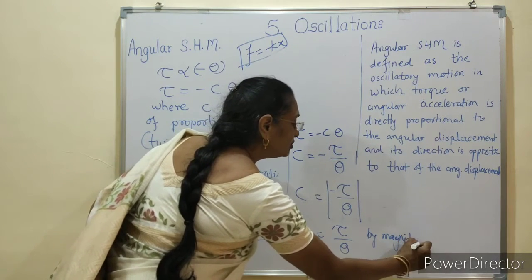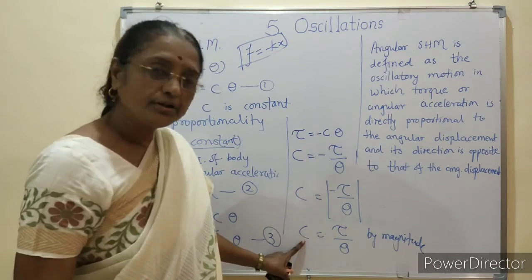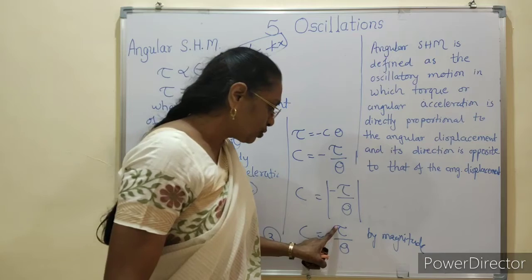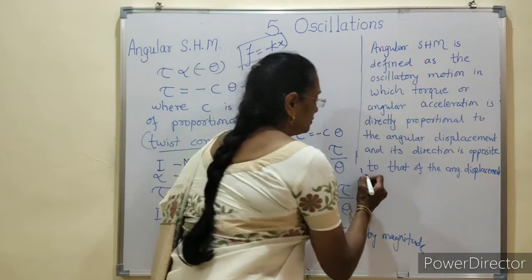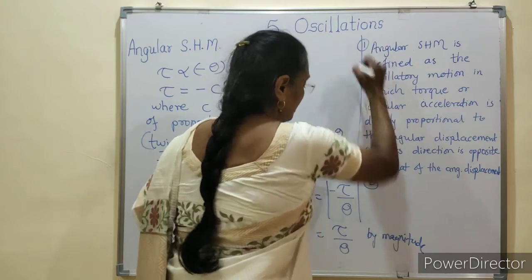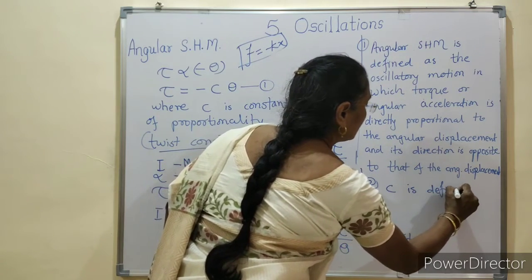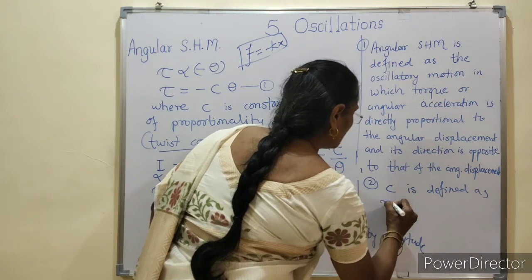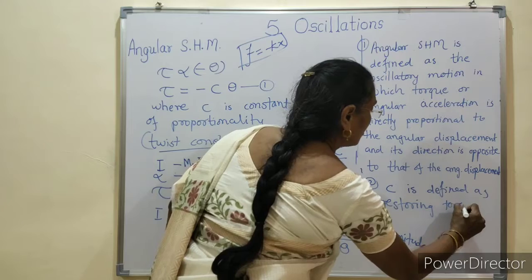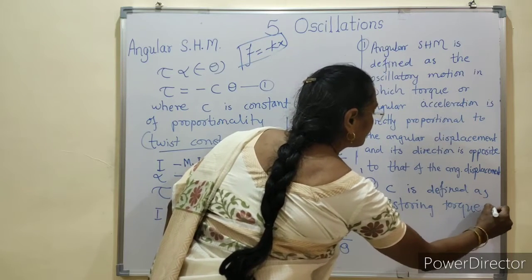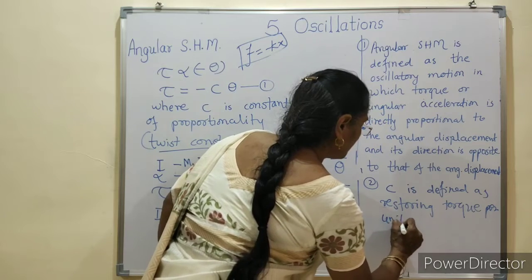So here this new quantity, twist constant or c, can be defined as restoring torque per unit twist. So this is another definition here. This c is defined as restoring torque per unit angular displacement.